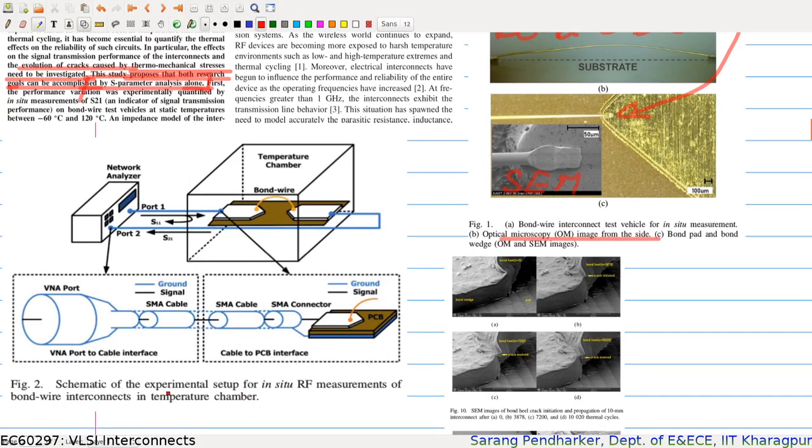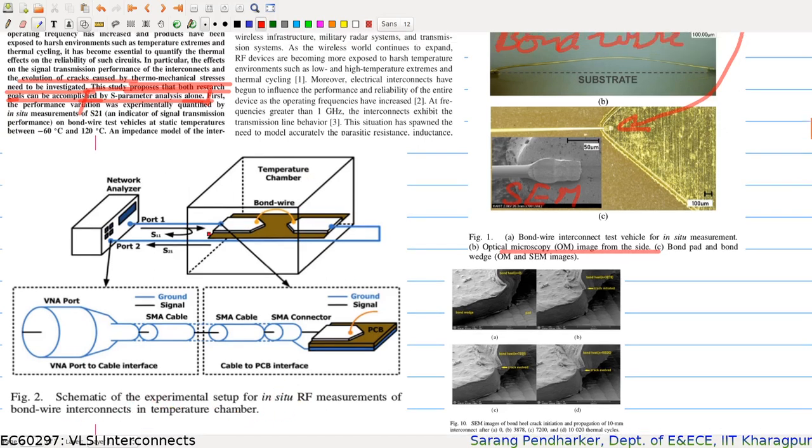What is suggested here is something like this. This is a schematic of the experimental setup for RF measurement of bond wire interconnects in a temperature chamber. There is a temperature chamber, and there is this specimen interconnect, or say the bond wire. This is a vector network analyzer. This will measure S11 and S21 scattering parameters. I hope you are familiar with scattering parameters. If not, go back to your basics, or we can discuss it in the coming week's discussion session.